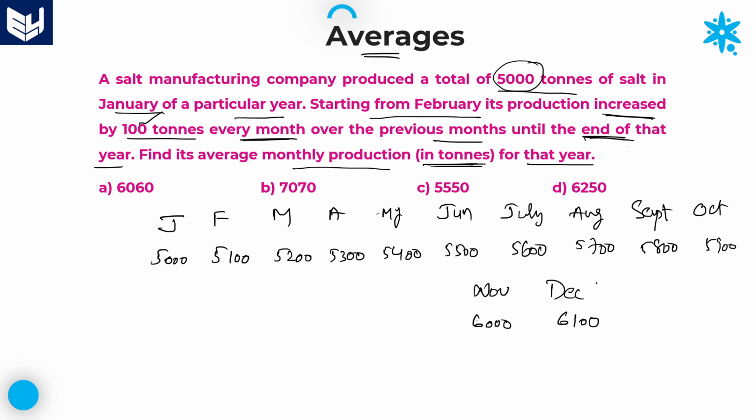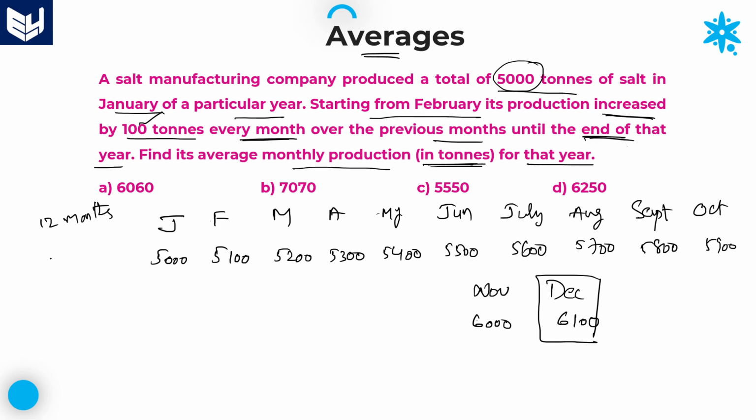So many people have a doubt: as we have 12 months in a year, is it mandatory to write all those numbers, 5,000, 5,100, 5,200? You can also directly write the end number. How? After every month the value is increased by 100 tons. Here total 12 months are there. From the second month onwards the increment is there, not from the first month.